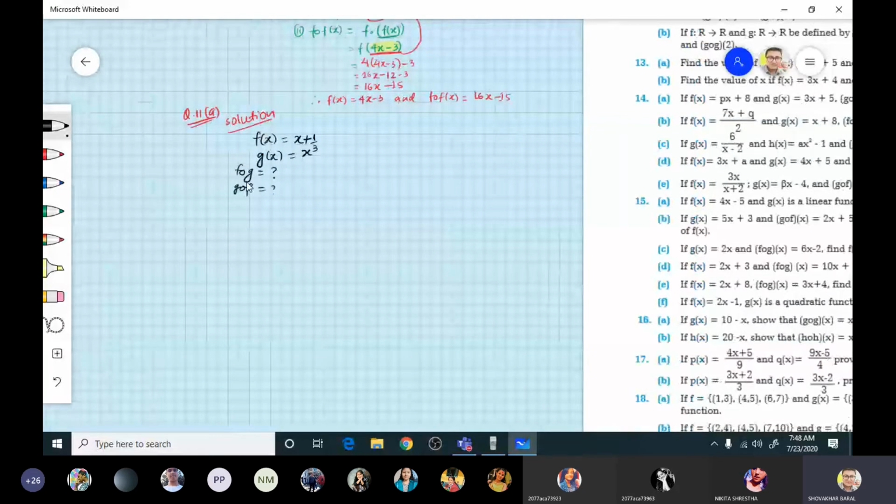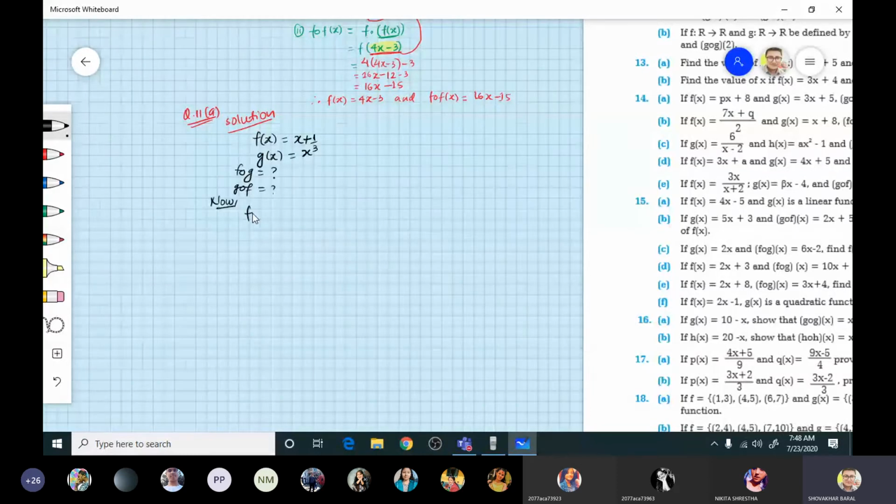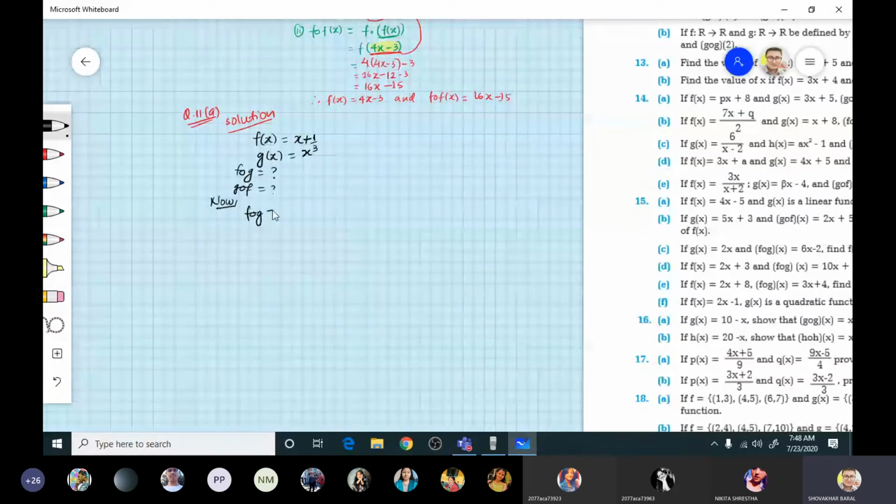Okay, now let me begin with the solution here. Now let's find f composite g. How to find it? F composite of g of x. This is the function g of x. Now replace the value of g of x. It will be like this. G of x is x cube, so I'm replacing g of x with the value x cube here.